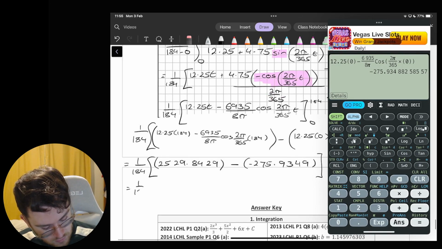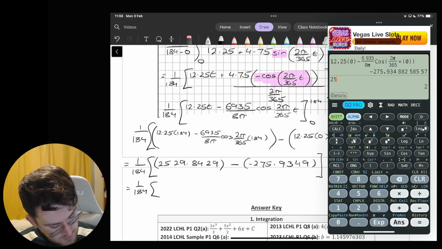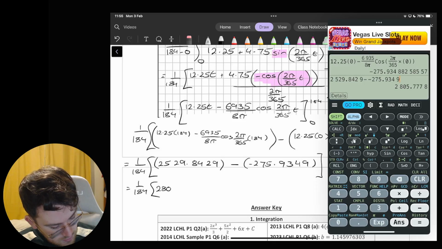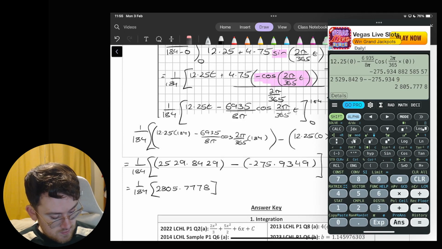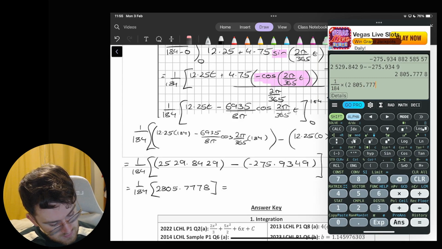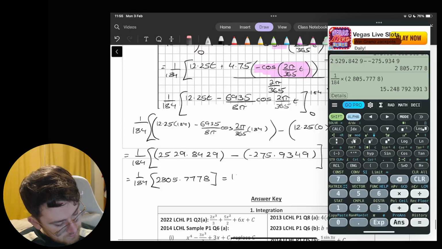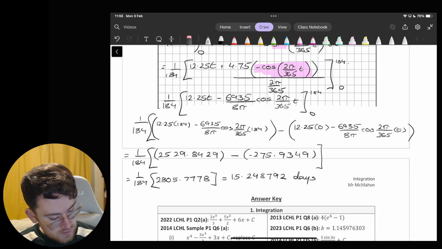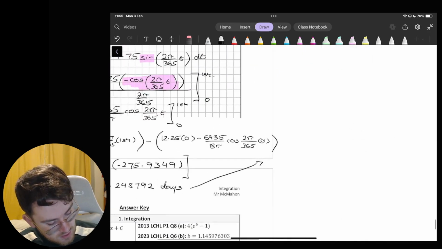So let's go 1 over 184 times 2529.8429 minus 275.9349. So that gives me 2805.7778. And I will multiply, again, this is calculator work now from this point. 2805.7778 gives me 15.248792. Okay, so that is a fraction of days. We'll take this over to the side here to consider our conversion.